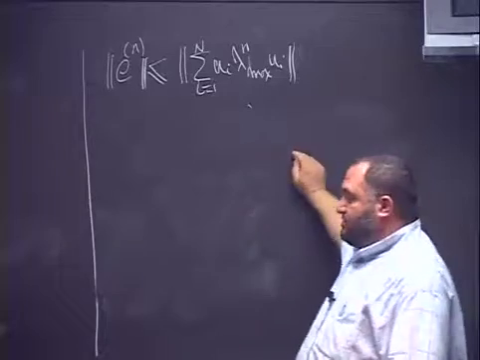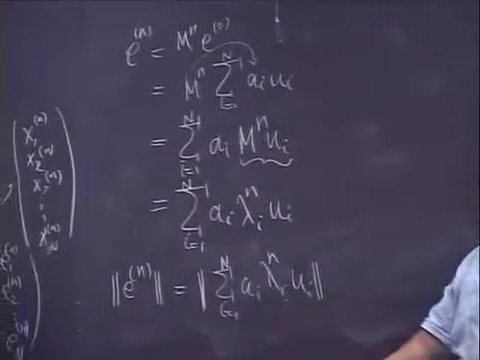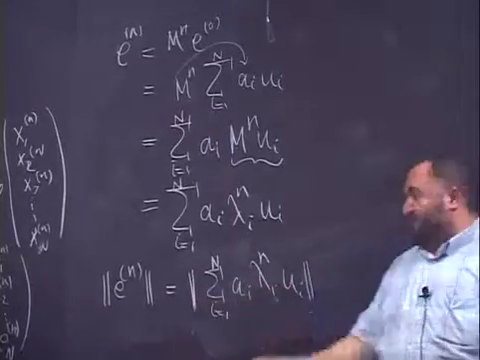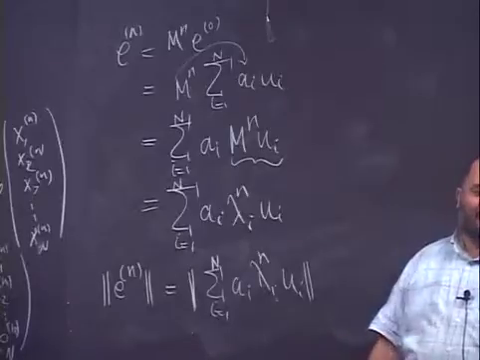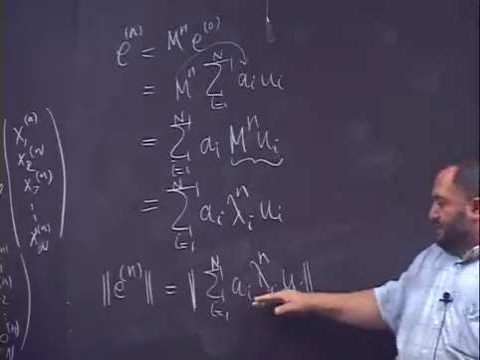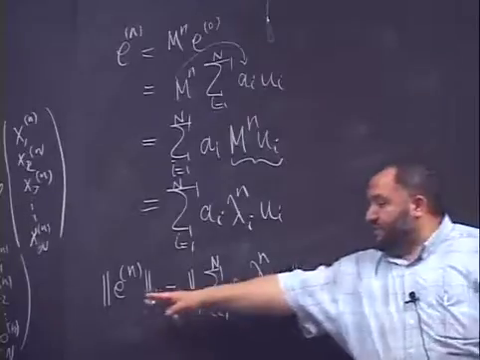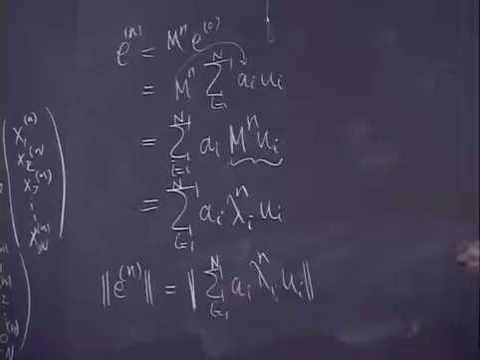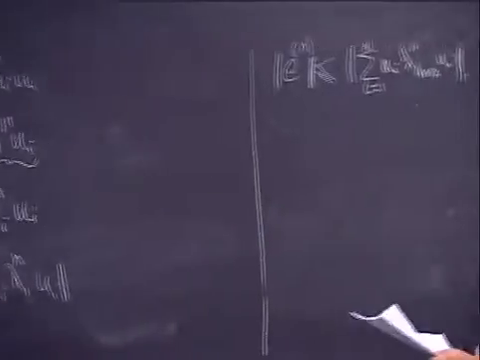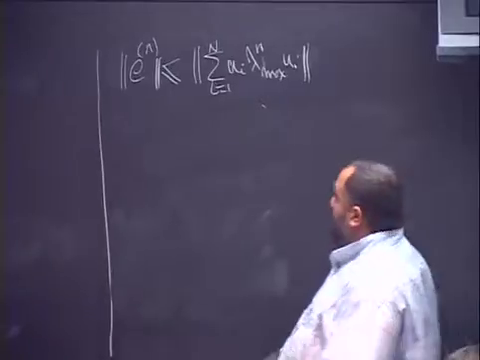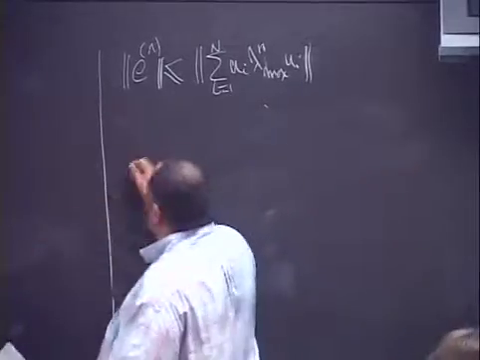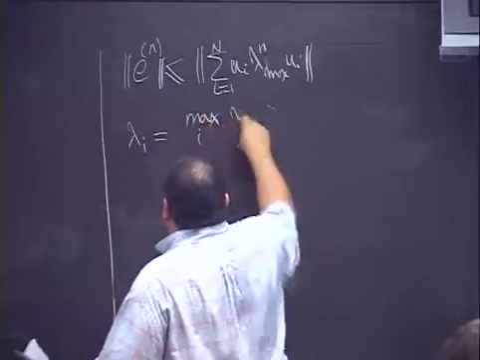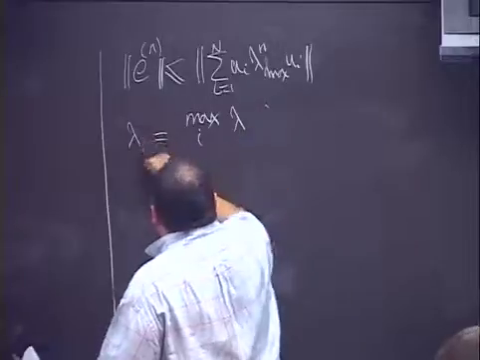Because if lambda_i is the maximum lambda, in this case I did not do anything, so this will be equal to this. But if this lambda_i is less than the maximum lambda, and I replace it by the maximum, this term is no longer equal, but it is less than the right-hand side. So I replaced lambda_i to be equal to the maximum over all i of lambda_i, and I call it lambda maximum.